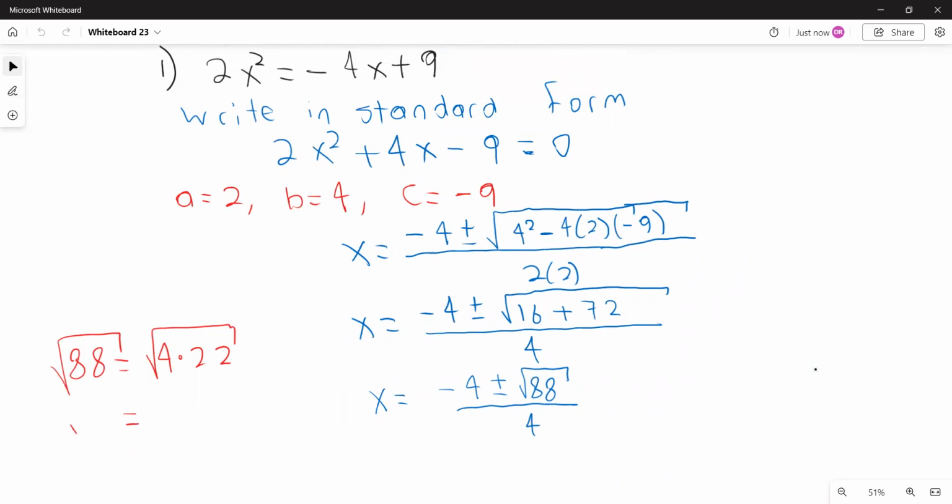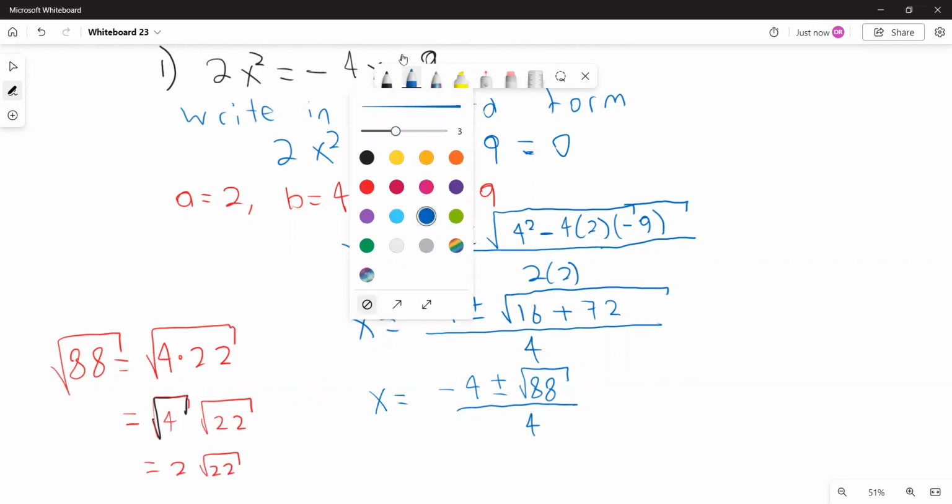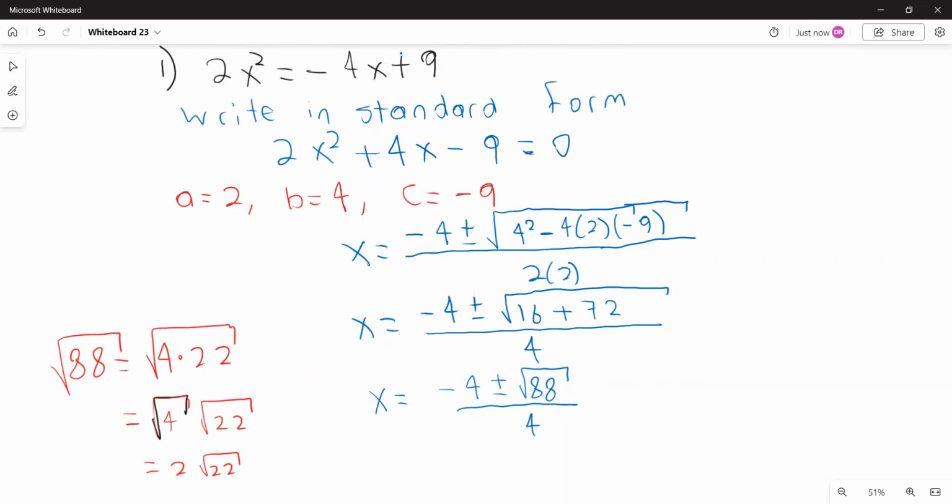So this is square root of 88, so square root of 4 times square root of 22. Again, square root of 4 is 2, so that's 2 square root of 22. Okay, so back to the solutions. x is minus 4 plus minus 2 square root of 22 over 4.